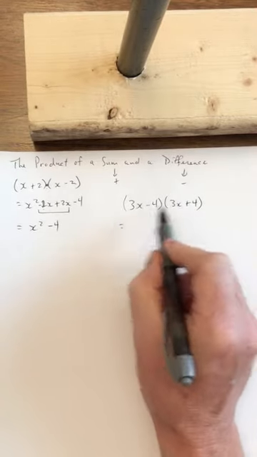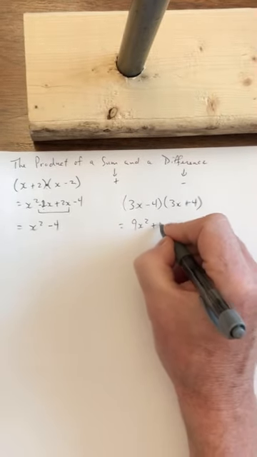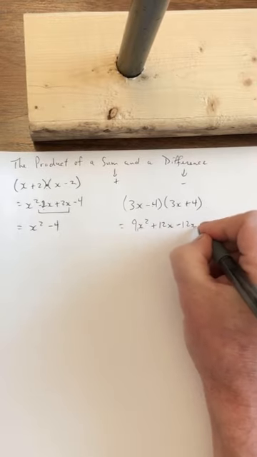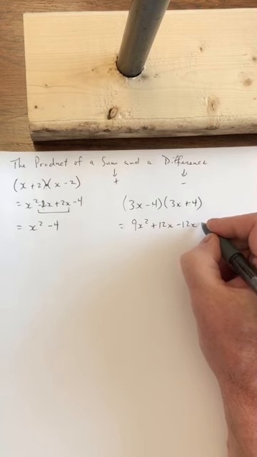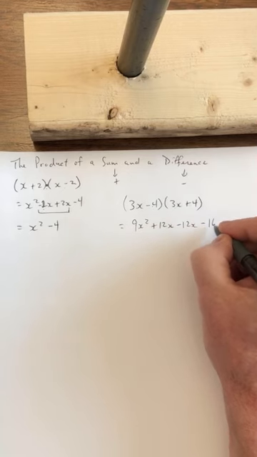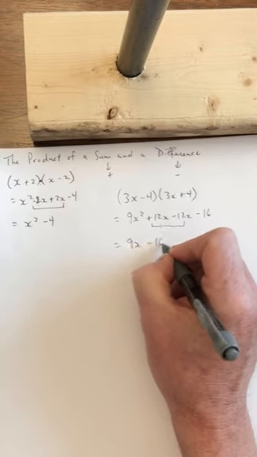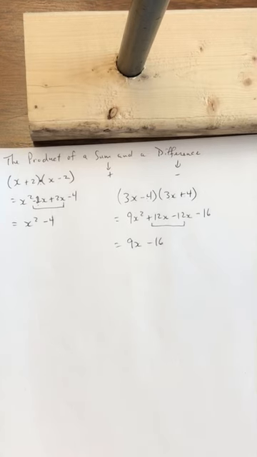FOIL this out. 3x times 3x is 9x squared. 3x times 4 is plus 12x. Minus 4 times 3x is minus 12x. Minus 4 and positive 4 when multiplied together are negative 16. Simplifying, we get 9x squared minus 16. 12x's minus 12x's is 0x's.